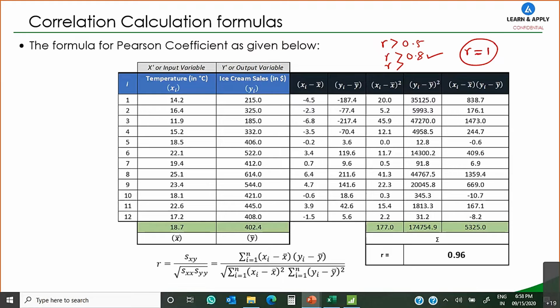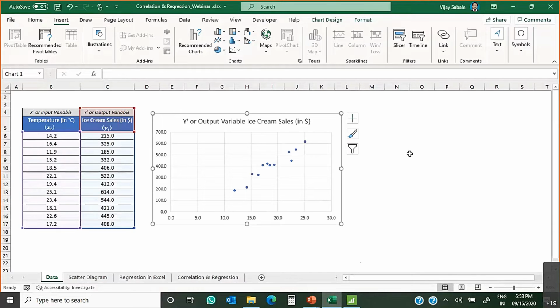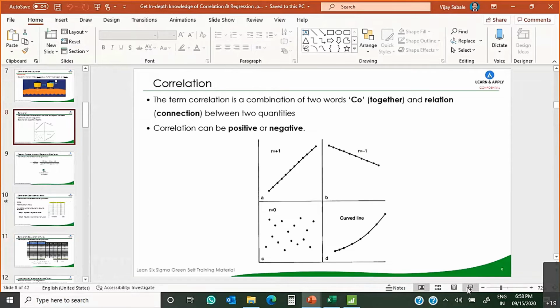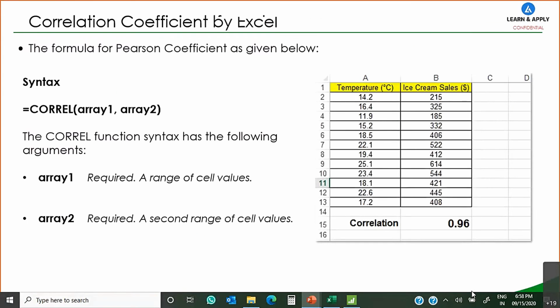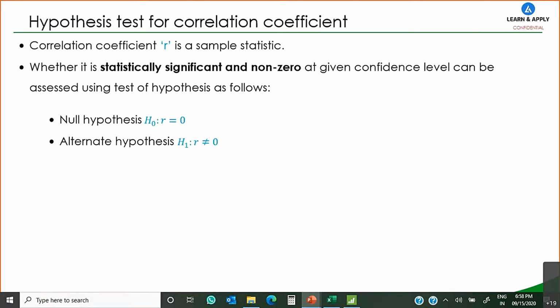Sir, is there any possibility that the R value comes in negative? Yes, R can become positive as well as negative, both ways. If there is a negative correlation, the value will be negative. Okay. And before this, the 0.96, how have we got the R value? That can be found out.